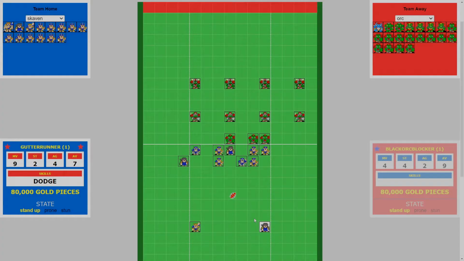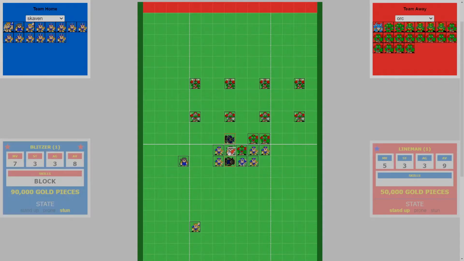In this setup, the Orc coach has split the LOS, so that it means that the Skaven coach will have to do the whole technique, which involves three pushes in order to be able to push the gutter runner forwards the two squares they need to score the touchdown. You can see in the backfield, we now have two rows of Orcs. Here, there's a gap of two in between them.